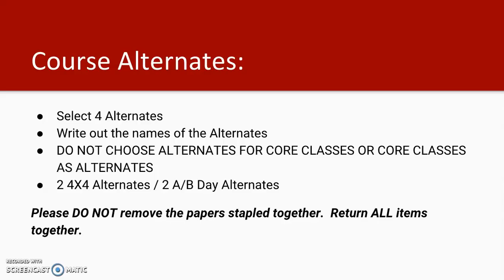You should list 2 4x4 alternates and 2 8A B-Day alternates. Please do not turn in your card without listing these alternates. If you do not choose alternates, they will be chosen for you.